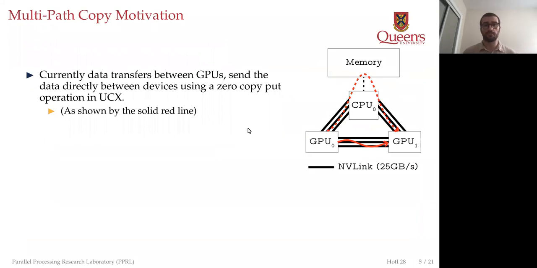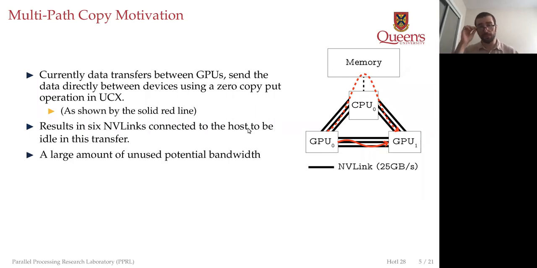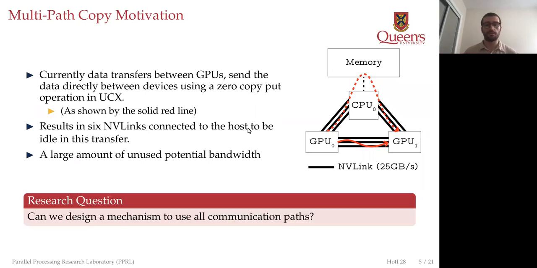So the motivation for this work: currently, data transfers between two GPUs send the data directly between the two devices. If we look at the diagram, the solid red line at the bottom, UCX sends data directly from GPU 0 to GPU 1 using a zero-copy put operation. And this results in the 6 NVLinks connected to the host being idle during this operation. So that's a lot of unused potential bandwidth that we could probably use. We asked ourselves the question: can we design a mechanism that uses all of these paths?